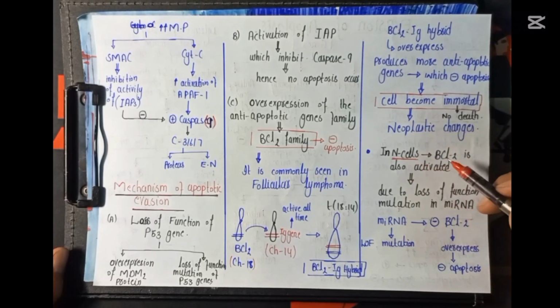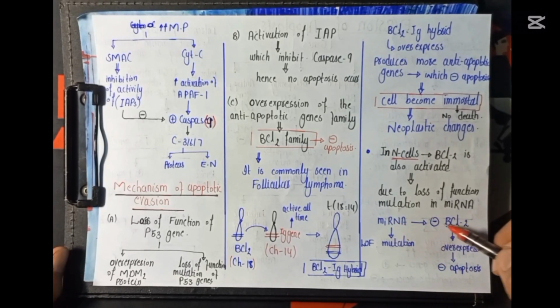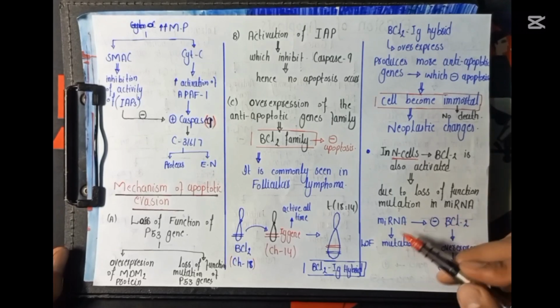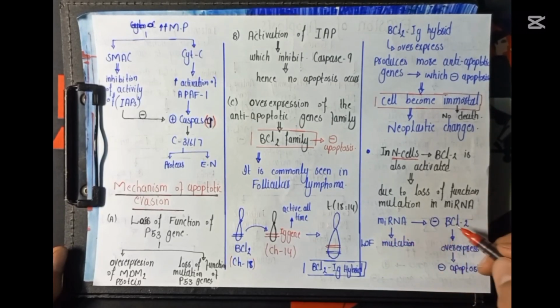Similarly, in neoplastic cells, the BCL2 is overexpressed, or this overactivity of BCL2 occurs because of a loss of function mutation in the microRNAs. Normally, the microRNAs are produced and they inhibit the anti-apoptotic genes like the BCL2 gene. But whenever there is a loss of function mutation in the microRNAs, there will be no inhibition of the BCL2 family, and the BCL2 will overexpress. And when they overexpress, there will be no apoptosis and this will lead to neoplastic changes.